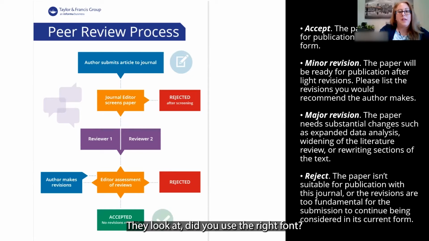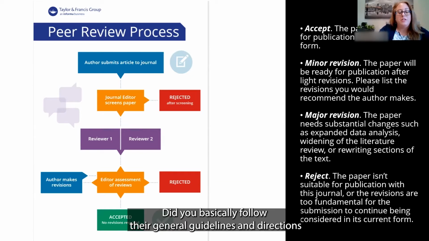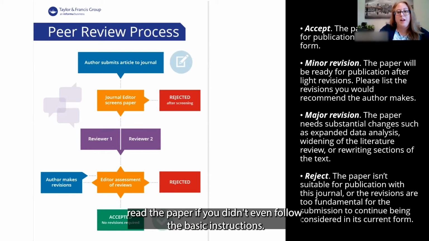By screening it, they look at, did you use the right font? Did you use the right margins? Did you basically follow their general guidelines and directions? Because they're not going to read the paper if you didn't even follow the basic instructions.